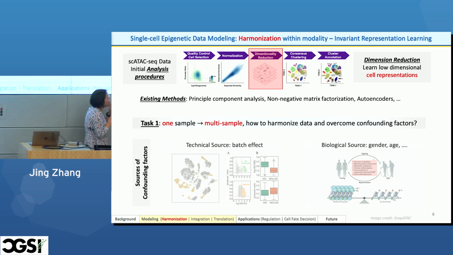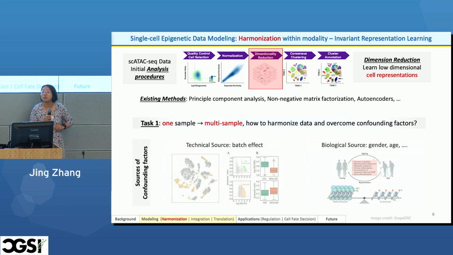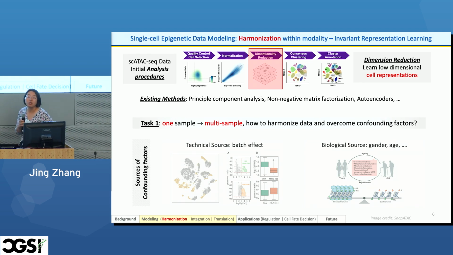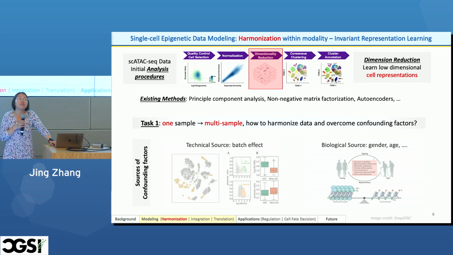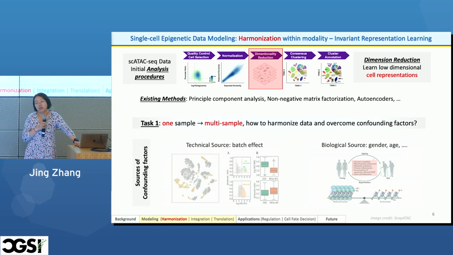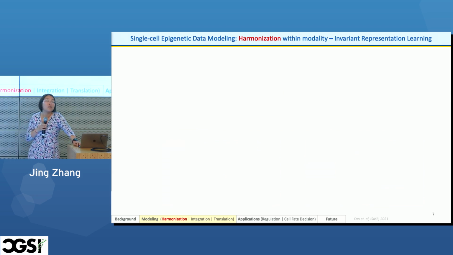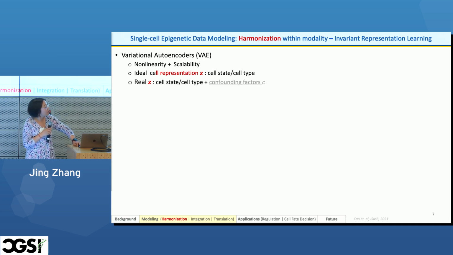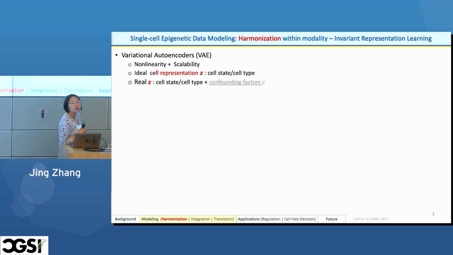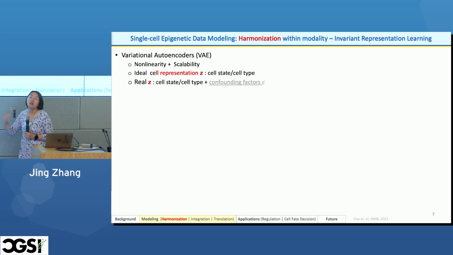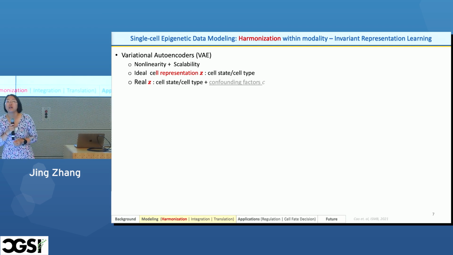So even if you collect the data from, for instance, the same brain bank, you use the same sequencing depths, you use the same sequencing platform to generate the data, you still have a tremendous challenge to harmonize such data. So we started in 2020 to look at different methods to harmonize multi-sample single-cell ATAC data. For our method, we start from variational autoencoders because they can handle the nonlinear interaction of high-dimensional features very well.